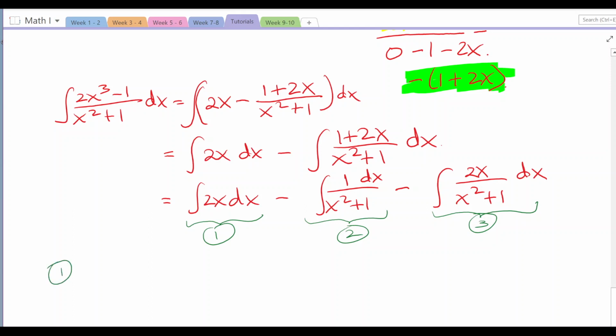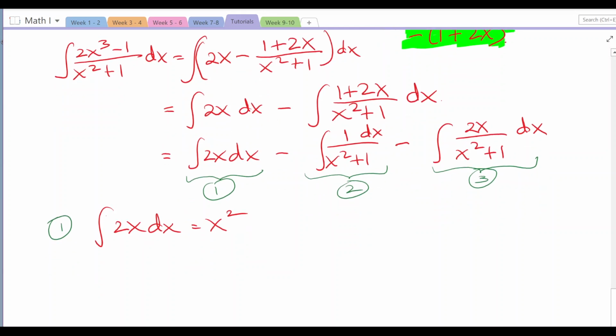For the first problem, the integral of 2x is simply 2 over 2, which is x squared. We're going to leave the c for later on. So we solved our first problem. Integral of 2x dx is simply x squared. Then for our second problem, don't forget, we're going to ignore the negative sign first. We're going to simply work out what is the integral of 1 over x squared plus 1 dx. What is the integral of this?